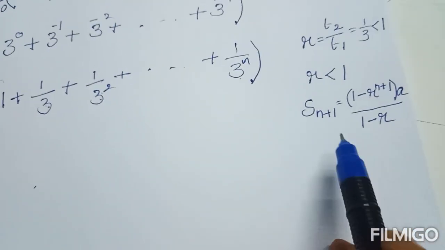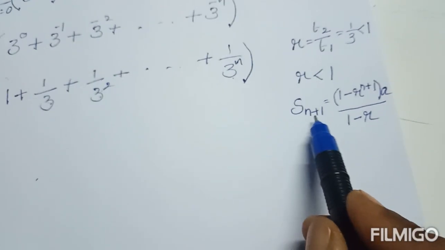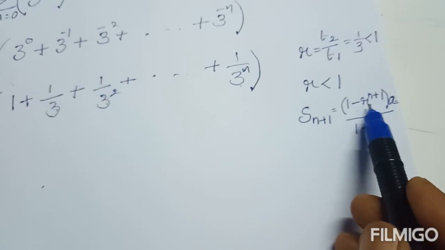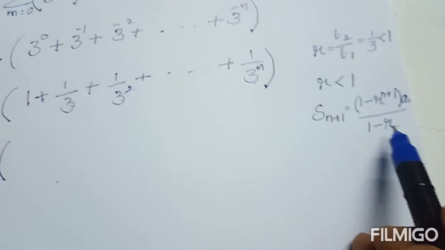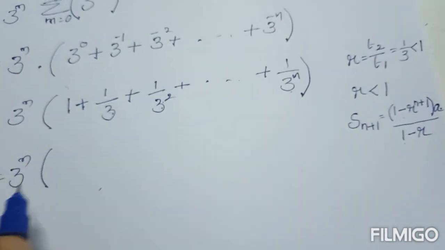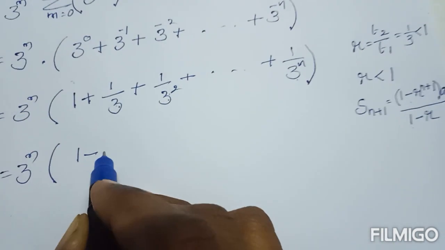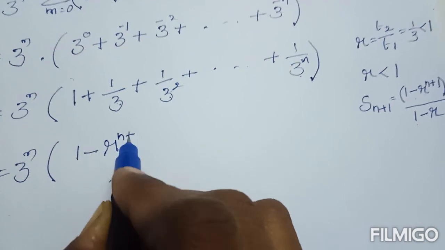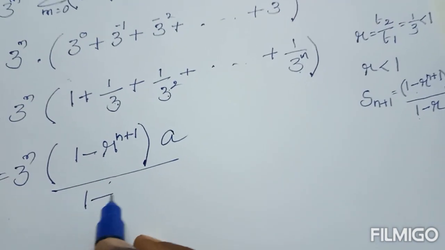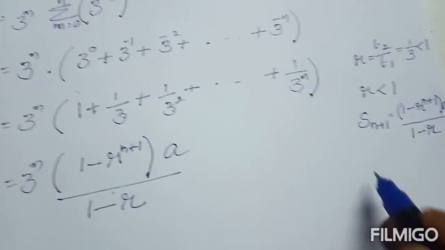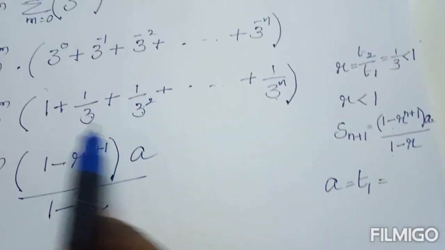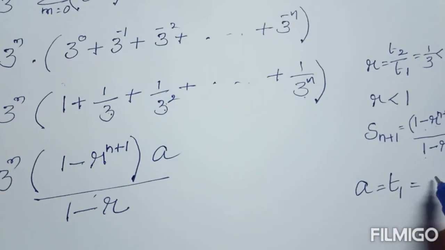So the formula for the sum of the n plus 1 terms can be taken as a into 1 minus r to the power of n plus 1 by 1 minus r. According to this, addition of n plus 1 terms can be written as 1 minus r to the power of n plus 1 into a by 1 minus r. A equals the first term, represented by T1. In this series, first term is 1.